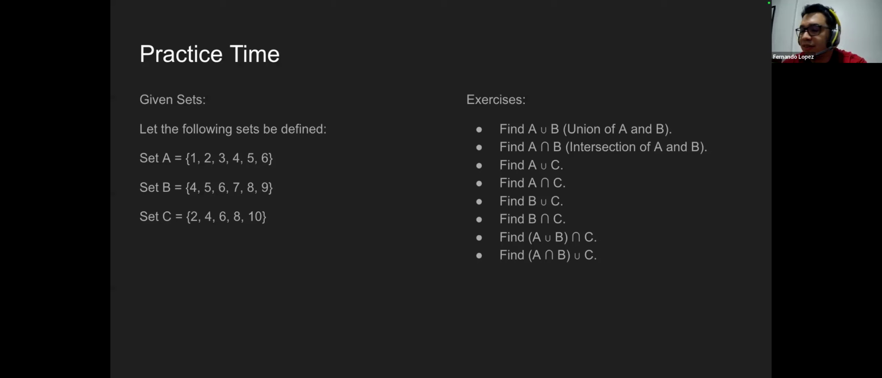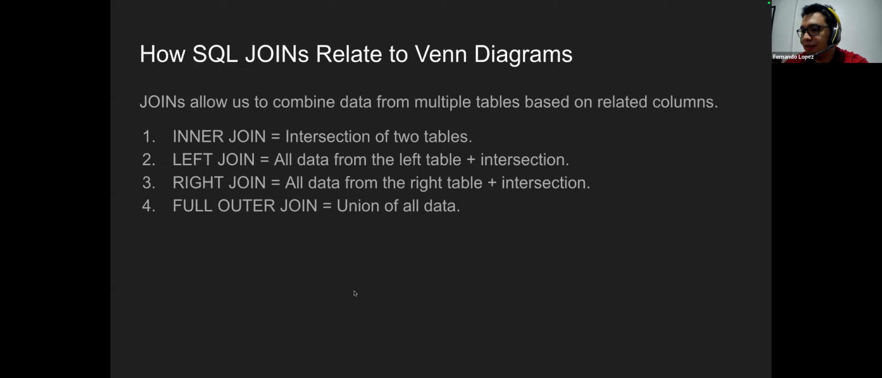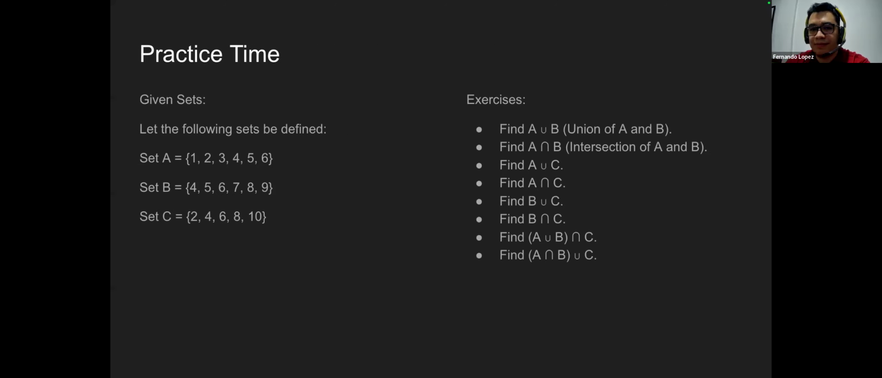Okay, let's try to solve these problems right now. Let's try to find the first answer. The intersection between A and B. In the intersection, we only have the ones that are in common. Between A and B, the numbers in common are 4, 5, and 6. Do you agree? So the answer would be a new set that will contain the numbers 4, 5, and 6.